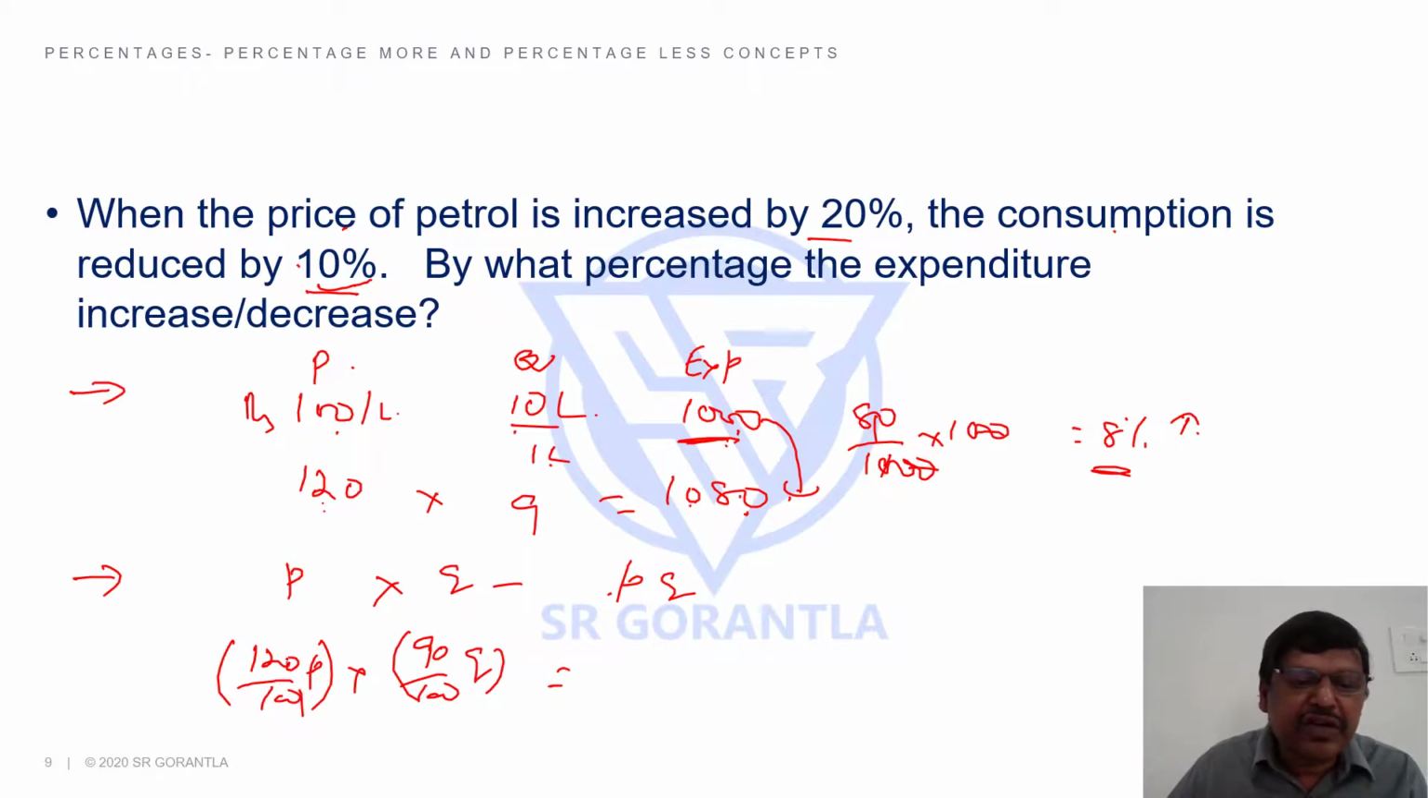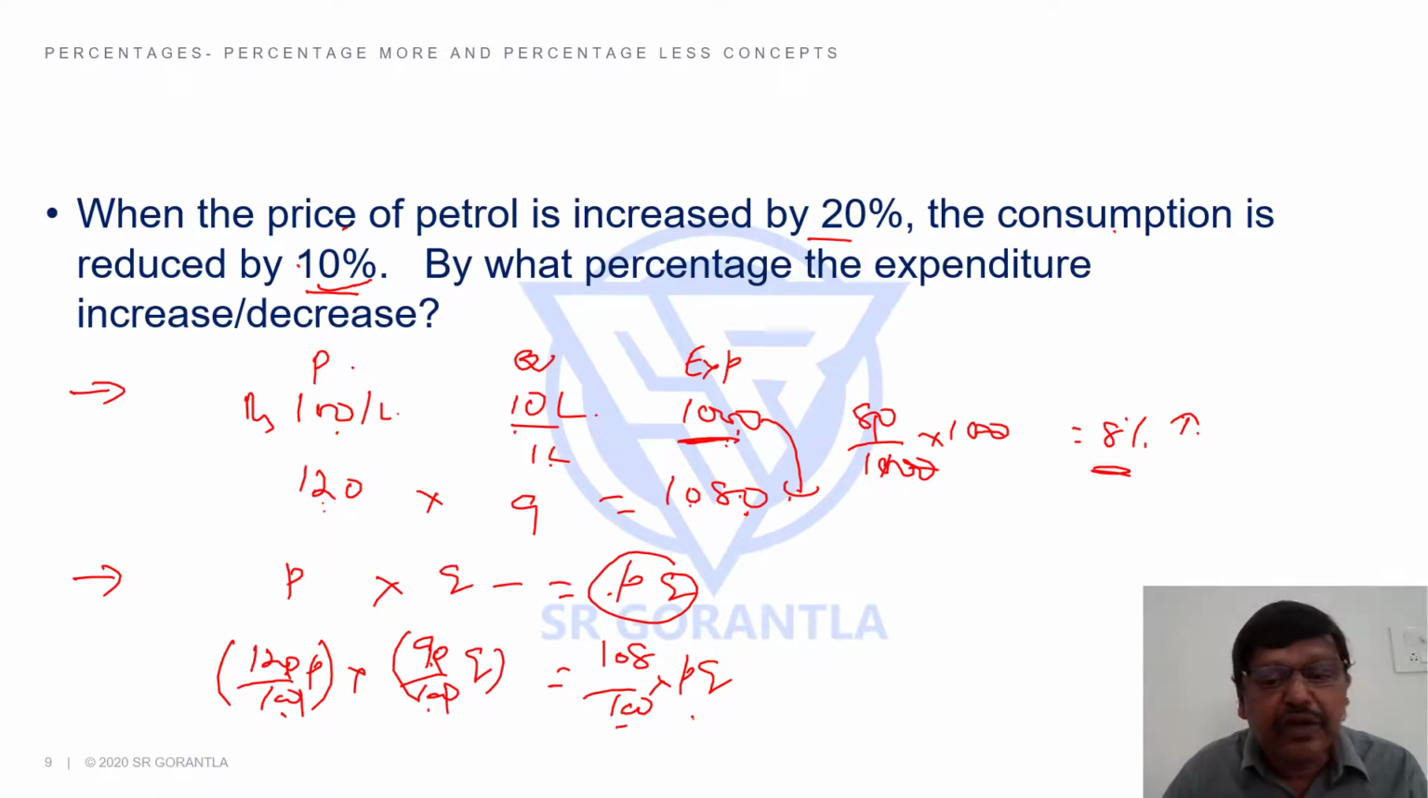The new price into new quantity will give me the new expenditure. How much is it? 12 nines are 108, 10 into 10, 100, so 108% of PQ. Students, if original expenditure is PQ, the new expenditure is 108% of PQ. When you say 108%, it is nothing but 8% increase. This is the second approach.